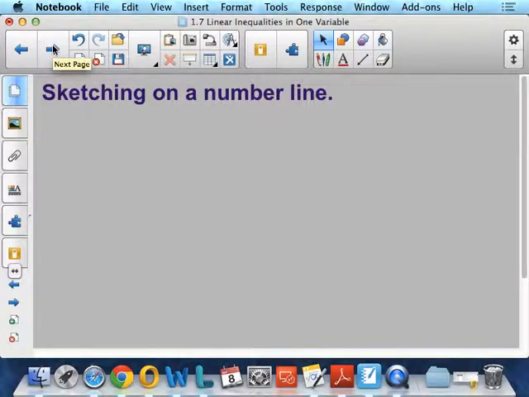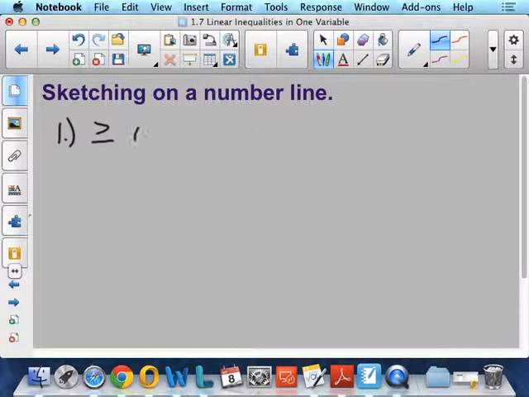Okay, so what we're doing with this is we're solving inequalities and then we're sketching our answers on a number line. So there's two things that you need to know. The first thing, if you have a greater than or equal to or a less than or equal to, the equal sign indicates that it's either going to be a closed circle on your number line or a bracket. So there's a couple ways to do it. We can do a closed circle and then shade to the right or left depending if it's greater than or less than. So I'm just going to shade to the right for this one.